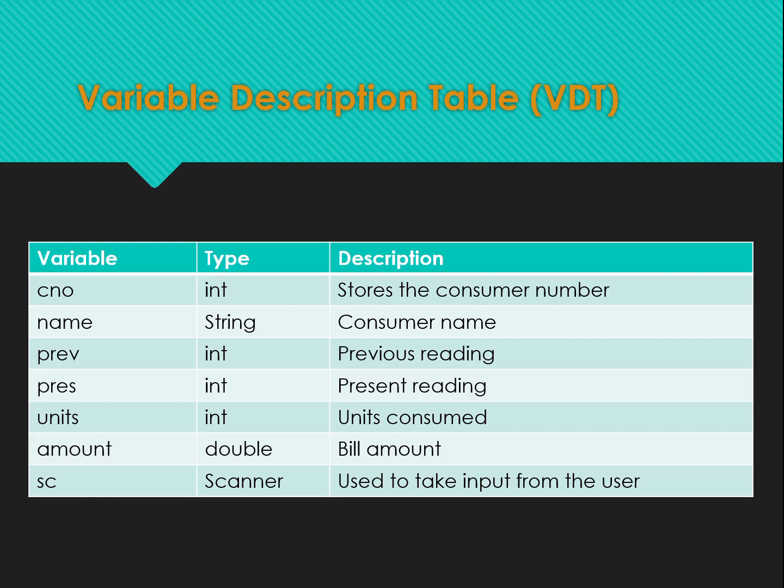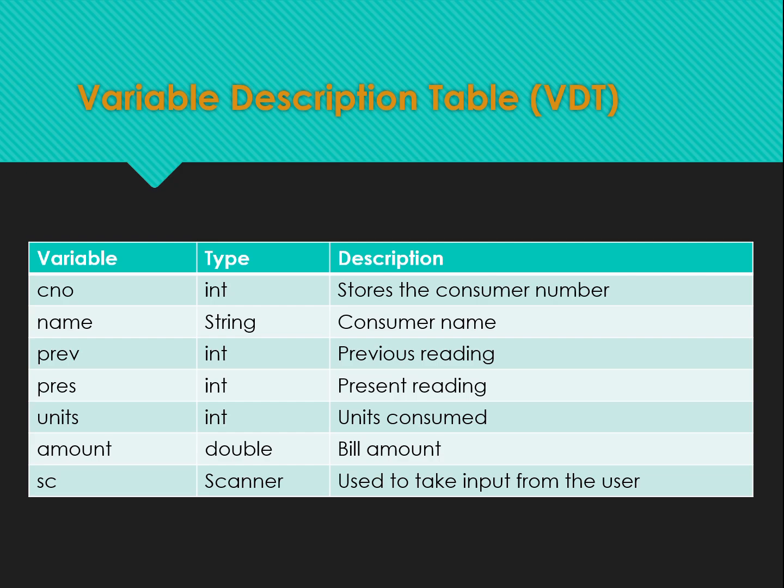Next is name, of type String. This variable stores the consumer's name as entered by the user. The prev variable, also of type int, represents the previous meter reading, that is, the last recorded electricity meter value. Then we have pre, another integer, which holds the present meter reading, the current value on the consumer's meter. The difference between the present and previous readings is stored in units, again an integer. This tells us how many units of electricity were consumed during the billing period.